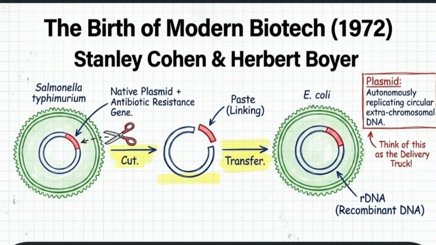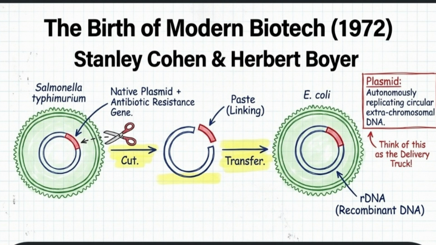Next topic: the birth of modern biotechnology. In 1972, two scientists, Stanley Cohen and Herbert Boyer, gave birth to modern biotechnology. They worked with a bacterium called Salmonella typhimurium. Inside it, there was a native plasmid carrying an antibiotic resistance gene. Now, what is a plasmid? A plasmid is a small, circular DNA that can replicate on its own. Think of it like a delivery truck carrying genetic information.